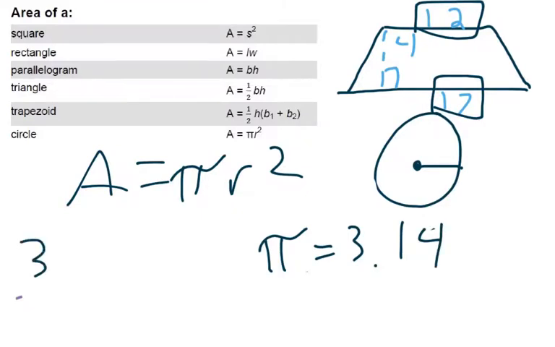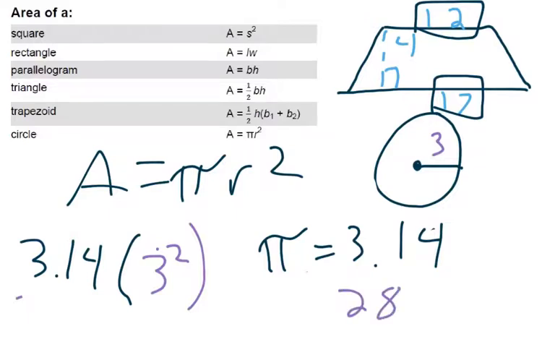So we would take 3.14 for pi, and we're going to multiply it by r squared. And so r is just your radius. So the radius is halfway across your circle. Let's say I have a radius of 3. So we take 3 squared, and then we're going to multiply these together. So 3.14 times 3 squared is 28.26. So we get 28.26.